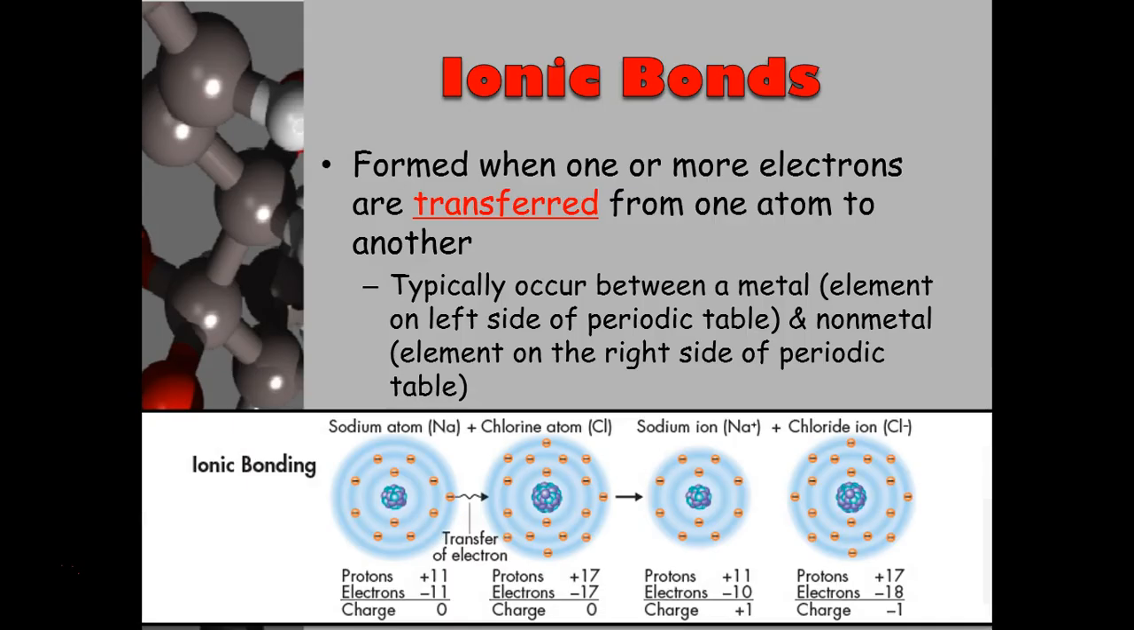Something like sodium and chloride, right? So this would be an example. And what I end up seeing is that when I take a look at my sodium atom, right, it's got 1 electron that it's then going to transfer over to chlorine. Okay?